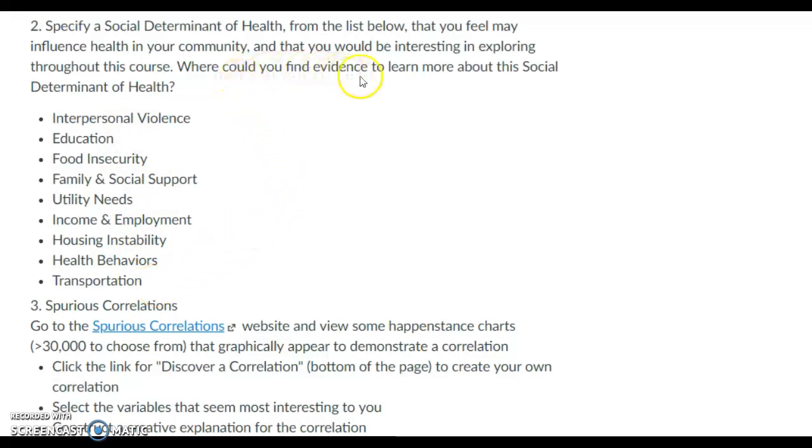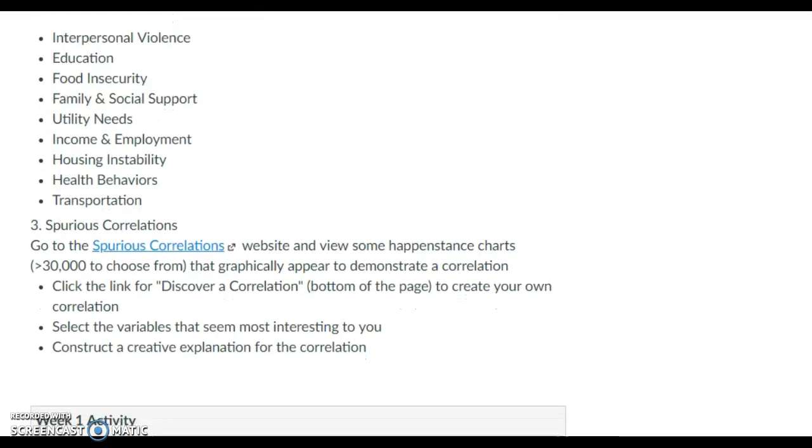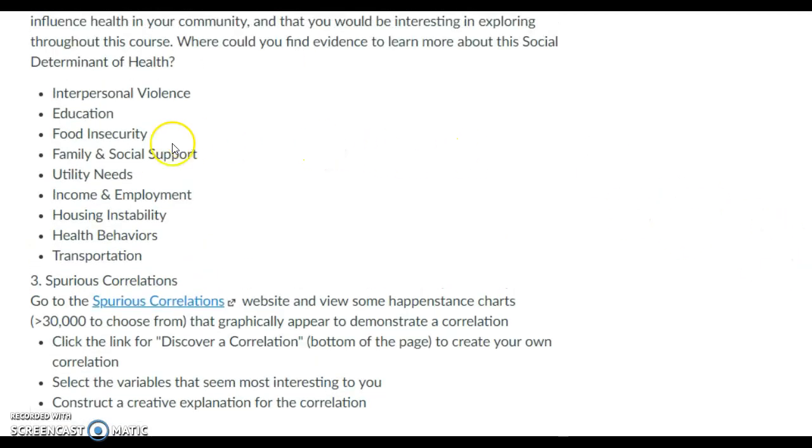And then where could you find evidence to learn more about this social determinant of health? Are there community partners? Could you learn through schools, reputable websites? Are there journals that address these different things? In an interdisciplinary team, for example, if you chose education, other ways that you could learn and find more evidence about the social determinants of health would include looking at things through school districts and through teachers, that type of thing.